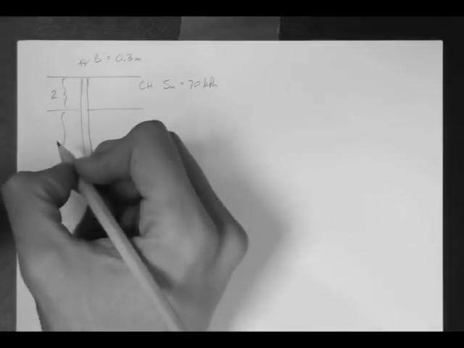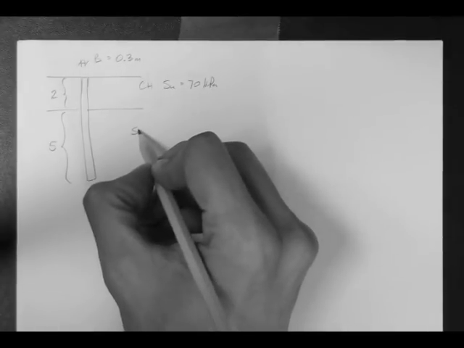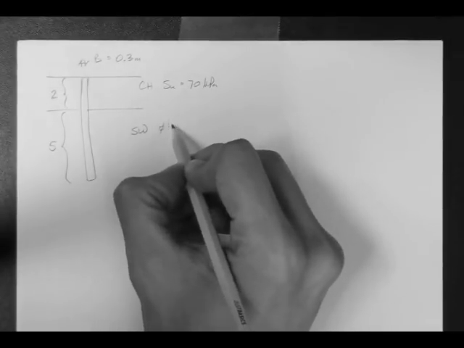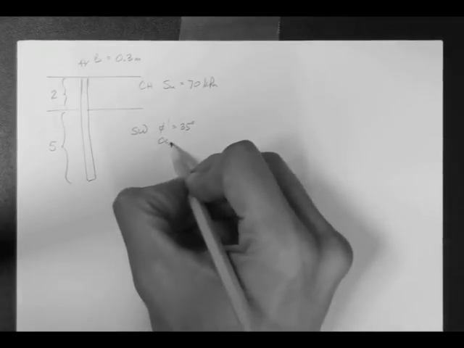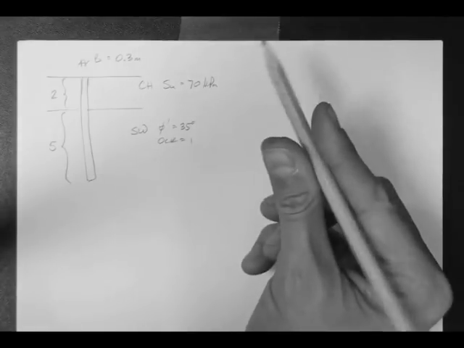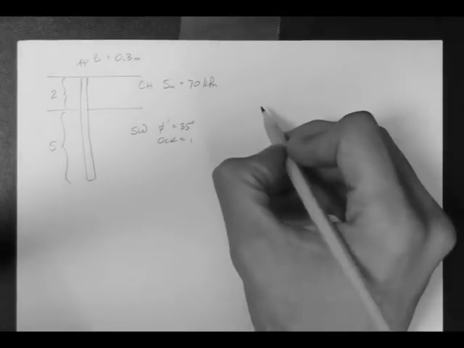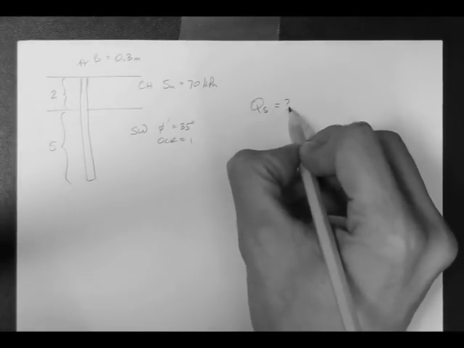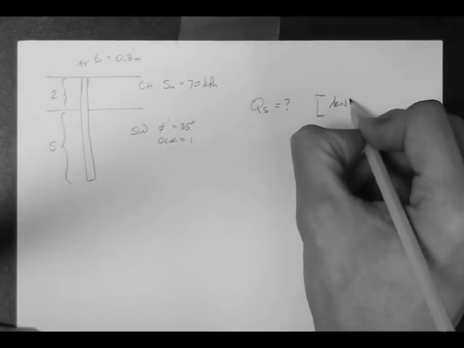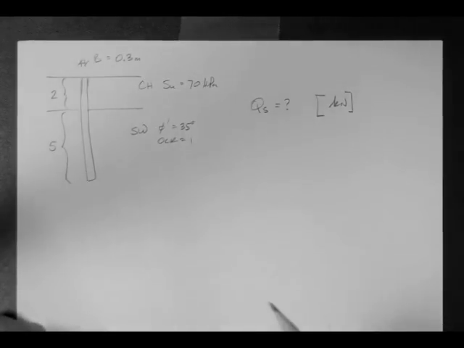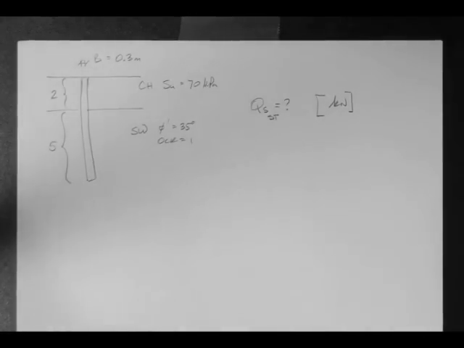Let's say that the added length here of the pile is 5 meters. Let's say this is a well-graded sand with phi equal to 35 degrees. And let's say the OCR is 1. And yeah, that's it. So here what we need to get is QS. That is the side friction capacity. Remember that the capacity has units of kilonewton. Okay? And we're going to look for the short-term QS, the short-term capacity. Okay?